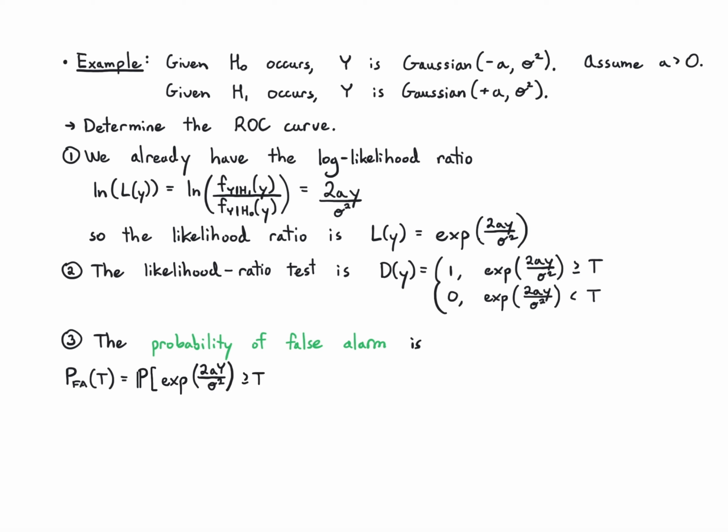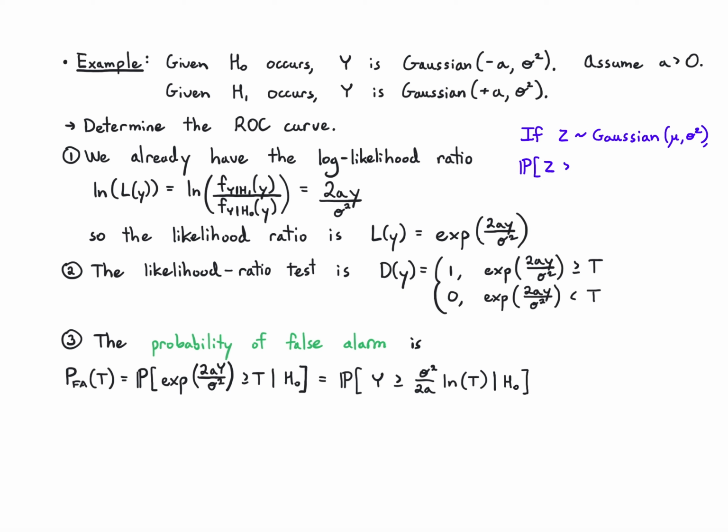When is that greater than or equal to t under H0? So that's moving some terms aside and taking logs. That's going to be the probability of y being greater than or equal to sigma squared over 2a log of t under H0. And remember that if Z is Gaussian with mean mu and variance sigma squared, then the probability that Z is greater than some value alpha is given by the Q function of alpha minus its mean, over the standard deviation.